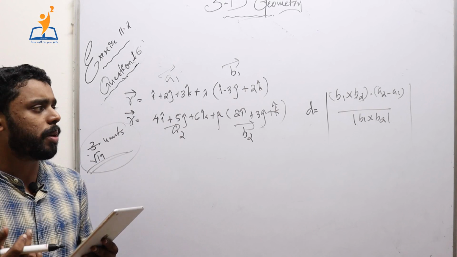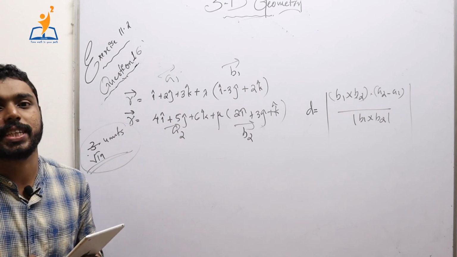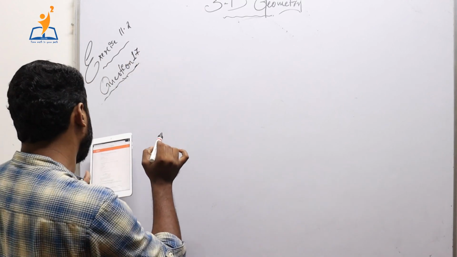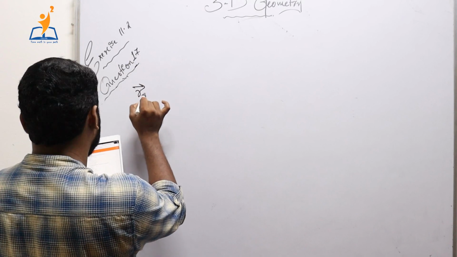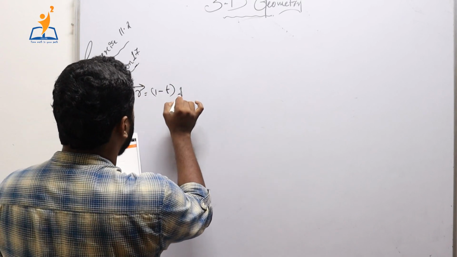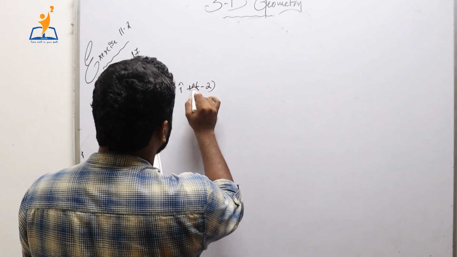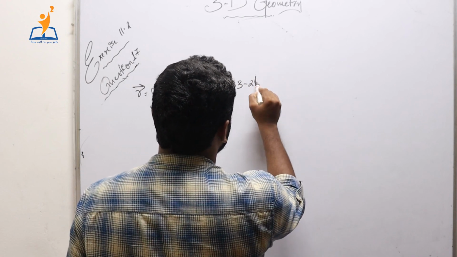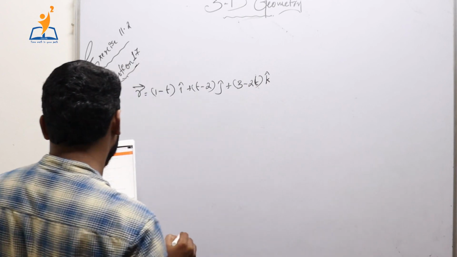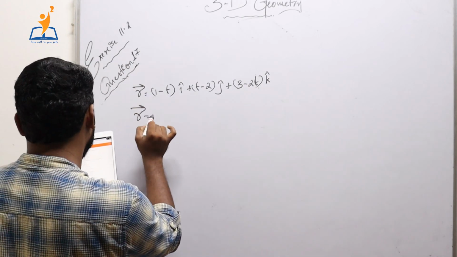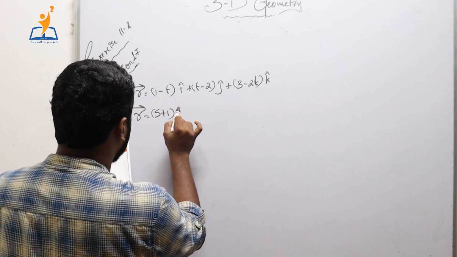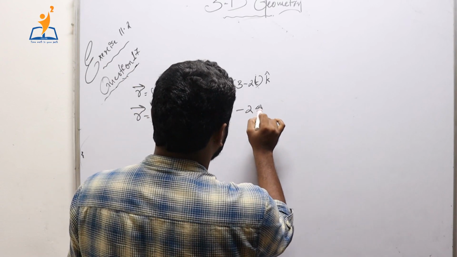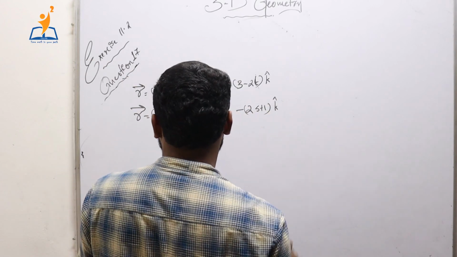Just go through it. Now we shall move to question number 17, which is the last question of this session. It is also a question to evaluate the shortest distance. The equations given to us are r is equal to 1 minus t i cap plus t minus 2 j cap plus 3 minus 2t k cap. So this is the first equation, and the second equation is r is equal to s plus 1 i cap plus 2s minus 1 j cap minus 2s plus 1 k cap. So this is the second equation.